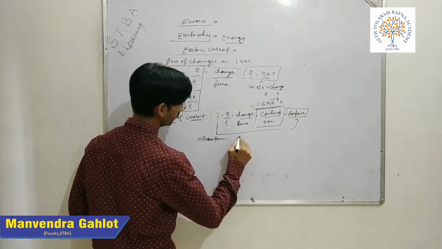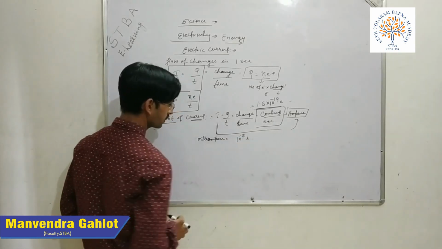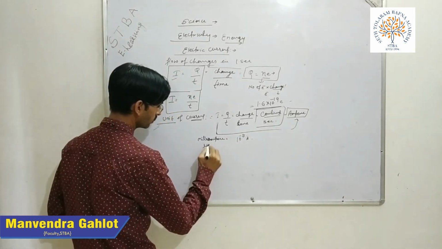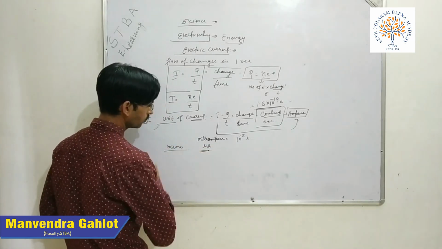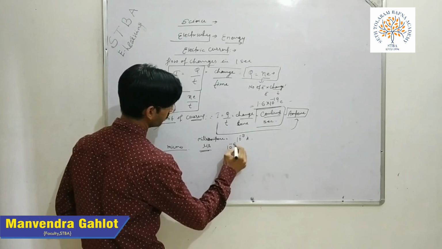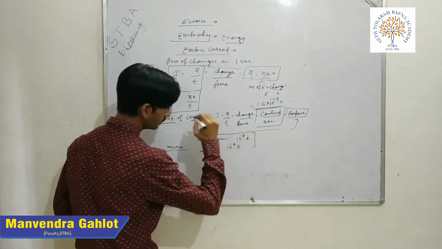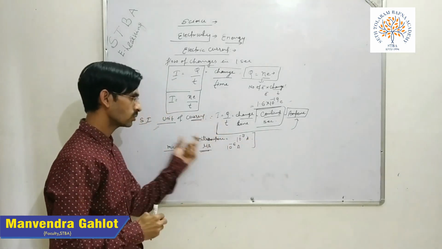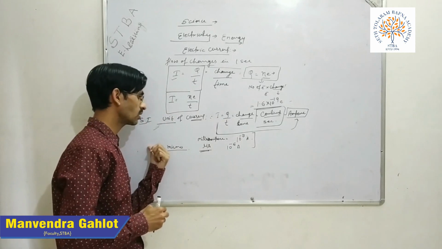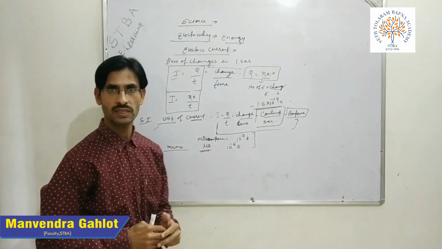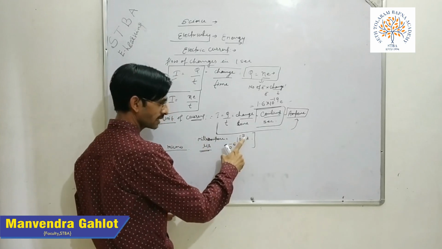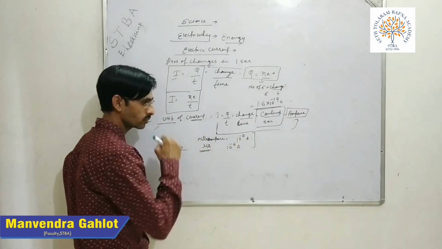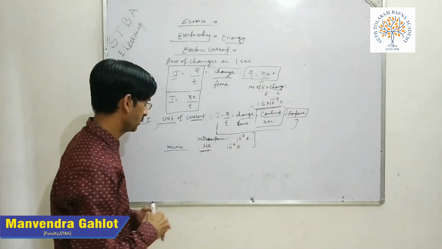Milliampere means 10 to the power minus 3 ampere. Microampere, 10 to the power minus 6 ampere. These two units are also units of electric current, which are used especially in our numericals. Milliampere is 10 to the power minus 3 ampere, microampere is 10 to the power minus 6 ampere.